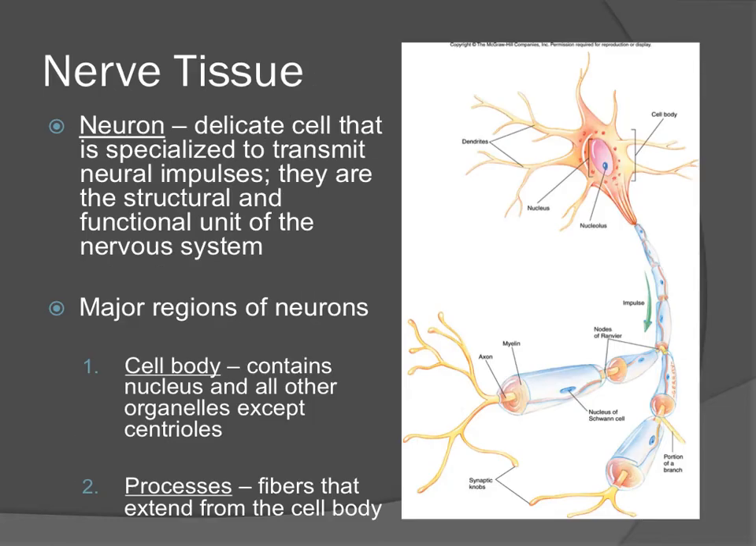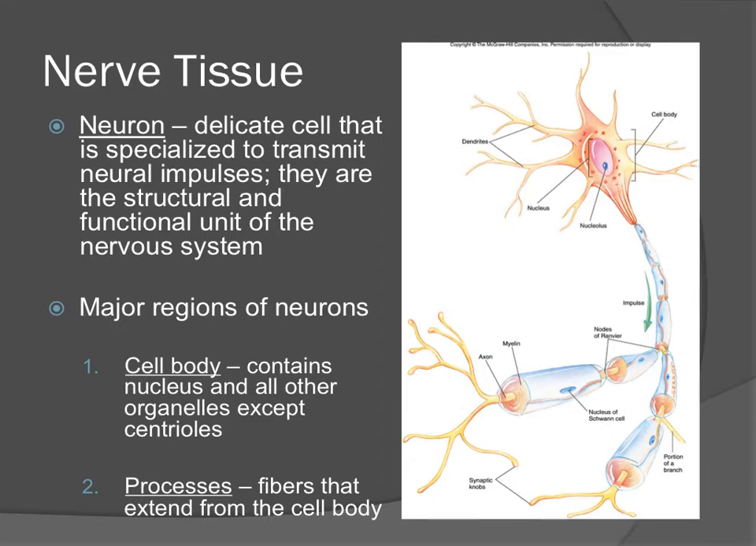So a nerve tissue, a neuron, is a delicate cell that is specialized to transmit neural impulses. They are the structural and functional unit of a nervous system. So some major regions of your neuron is your cell body, and this contains your nucleus and all other organelles except for centrioles. And then you have processes that are fibers that extend from the cell body. So a neuron is an electrically excitable cell that processes and transmits information through electrical and chemical signals. Neurons are the core component of the nervous system.